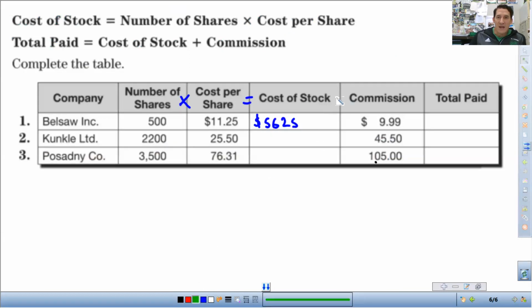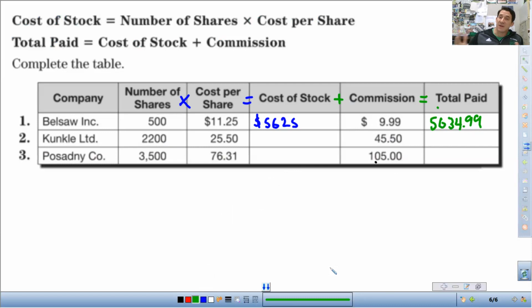But then you are adding $9.99. So you do the cost of stock plus the commission, which gives you the total paid. So plus $9.99 comes out to $5,634.99. And there you go. That is it. That's how you calculate the cost of stock.